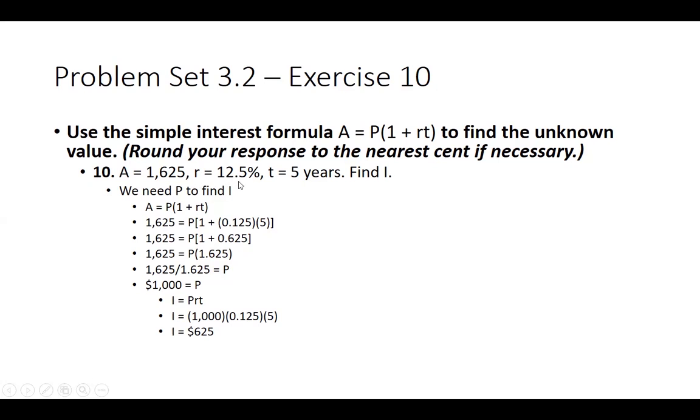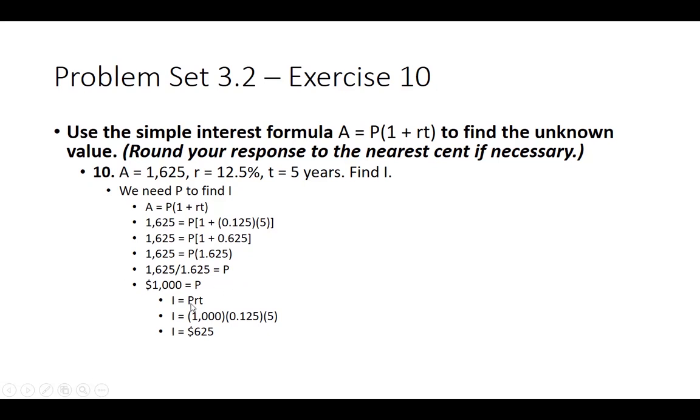A is 1,625. R is 12.5%, so 0.125. T is 5 years. It's given in years, so T is just 5. Let's find P first. Plug in what we know. Take care of R times T first. 0.125 times 5 is 0.625. 1 plus 0.625 is 1.625. Divide both sides by 1.625. 1625 divided by 1.625 is 1,000.